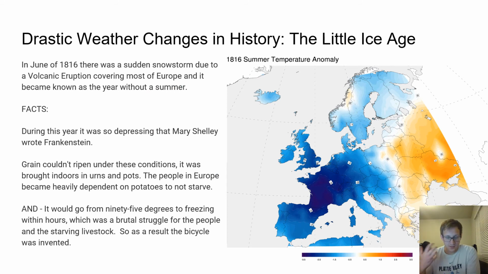In fact, this caused what they call the Little Ice Age across Europe. In June of 1816, there was a sudden snowstorm due to the volcanic eruption covering most of Europe, and it became known as the year without a summer. So even in the middle of June, when we're tilted towards the sun and we're supposed to be having warm weather in the northern hemisphere, because of this volcanic ash and all these gases in the atmosphere reflecting the solar radiation, it was so cold that they had snowstorms.